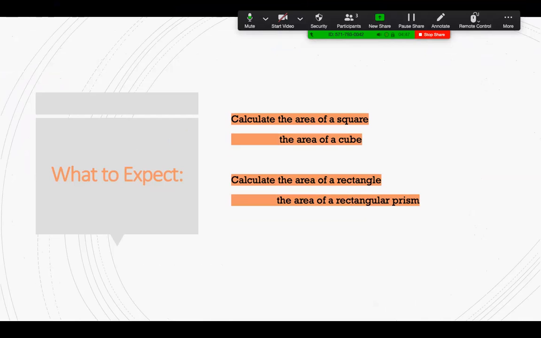What to expect? We will be calculating the area of a square, then that of a cube. We will later move on to calculate the area of a rectangle and then the area of a rectangular prism. Okay? Are you first familiar with the difference between 2D and 3D shapes?